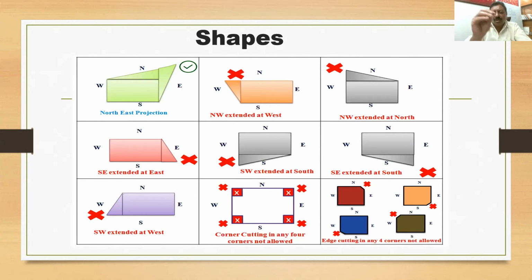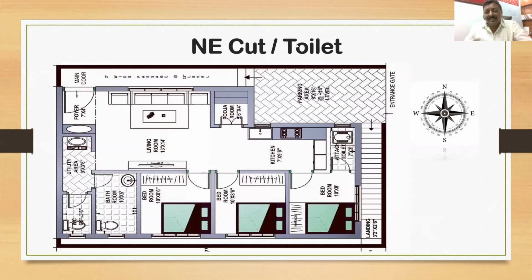Any part in your body, if it is cut, is also a problem. If it is extended, it is also a problem. The same way in a plot or a flat or any area where you are working or living or staying or doing any activity in that place, it will give you that effect. Okay. See, if you see here, this is a northeast cut. What happens? Plot is correct. Plot is in a rectangular shape.